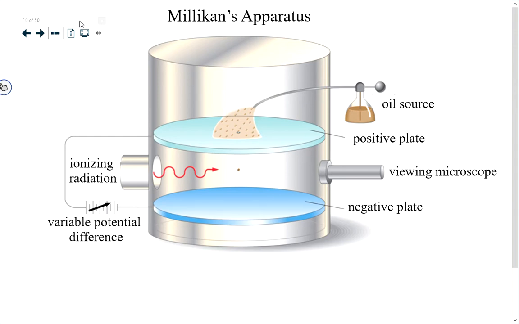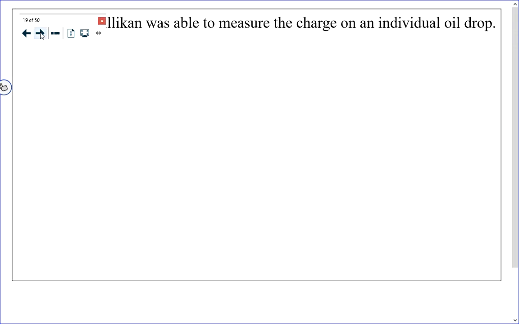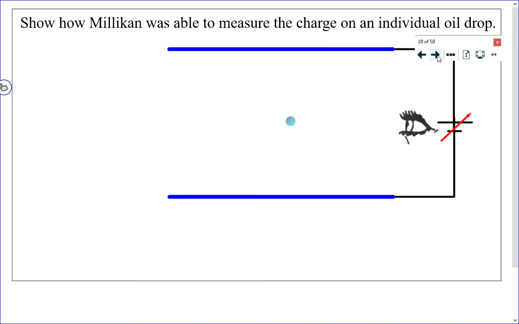So basically what Millikan does is he looks through there, he spies a particular drop, and then he adjusts the voltage so that he can get that drop to be suspended, which means motionless. So how was Millikan able to determine the charge on a particular oil drop? Well, he looks at the drop, and since the drop is suspended, he's already adjusted the voltage.